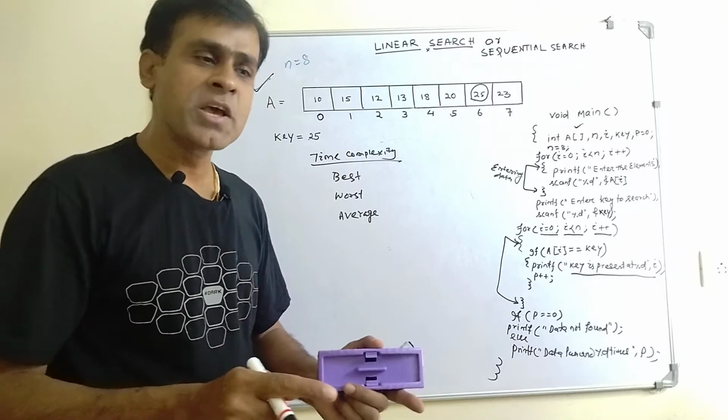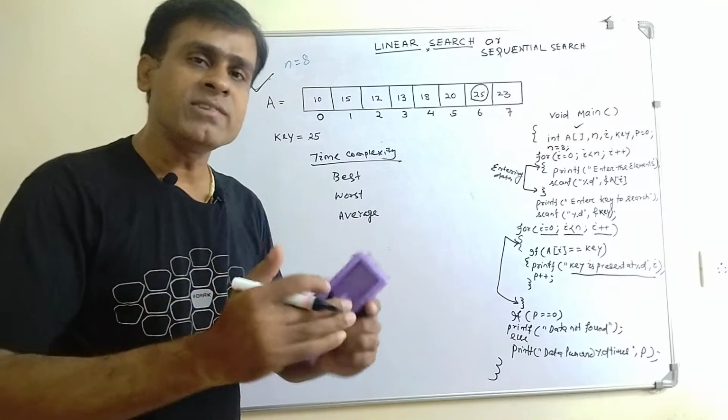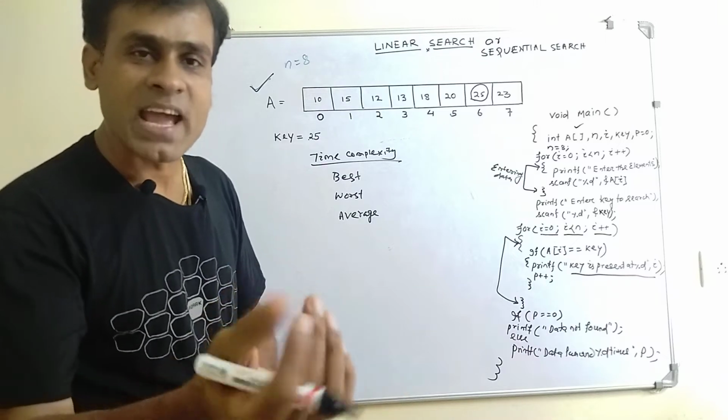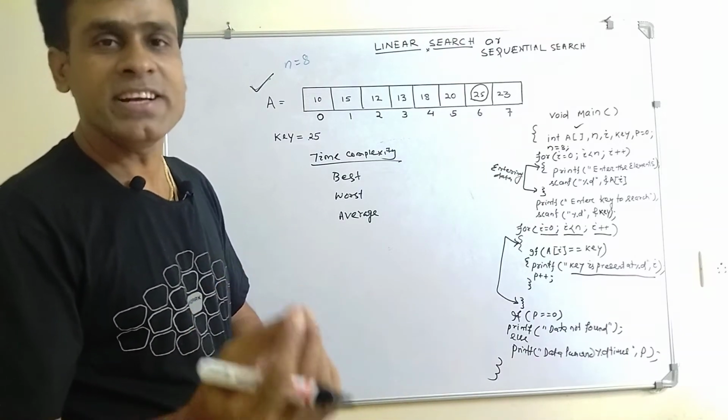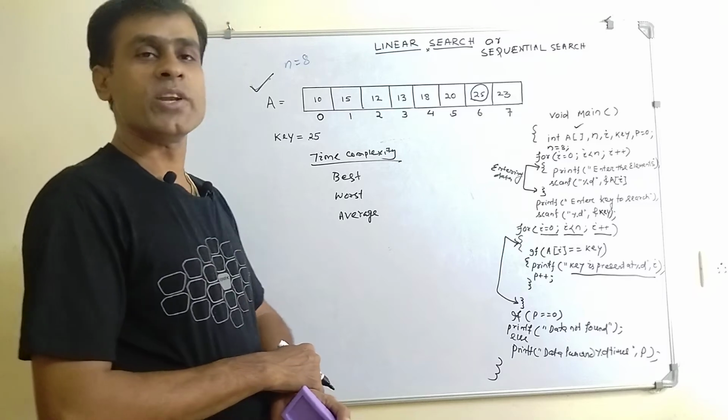A priori analysis means before running the program, you have to analyze it: what is the time complexity, or the running time of the algorithm. That is called a priori analysis.